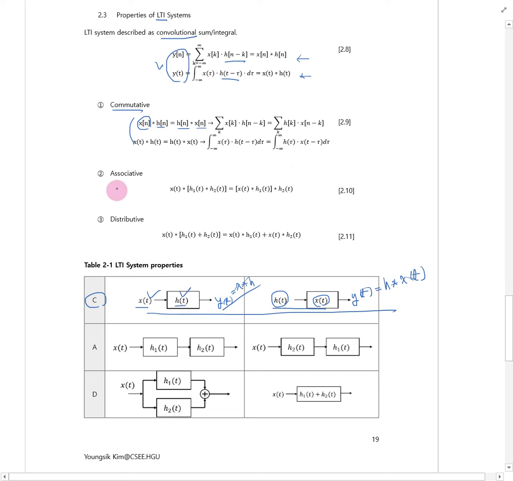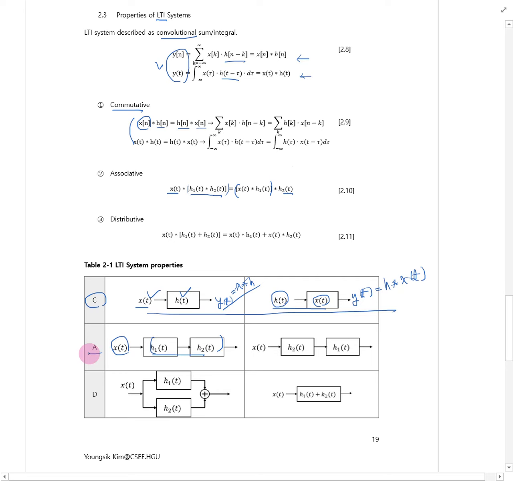Okay. The second is associativeness. If x(t) is applied to h1 and h2 like this, we can convolve this one first and then apply this one. As we know from the commutative property, we can exchange these. We can apply this one first and this one later. Also, we can calculate this one first and later apply h2. Whatever we calculate or exchange, it doesn't change.